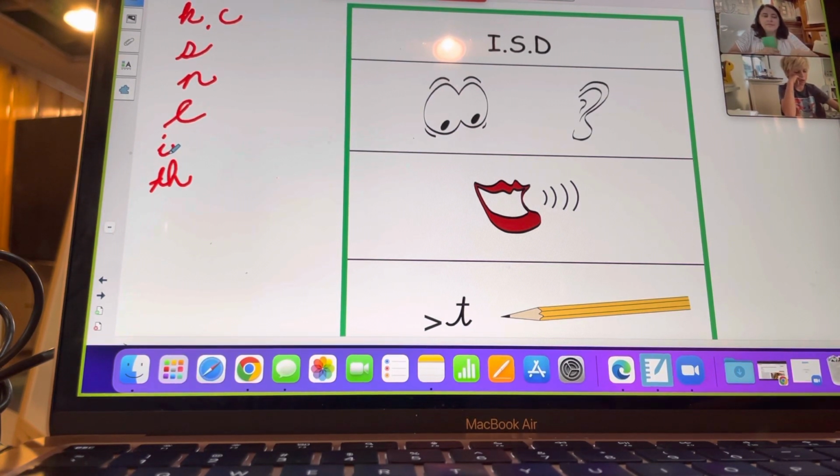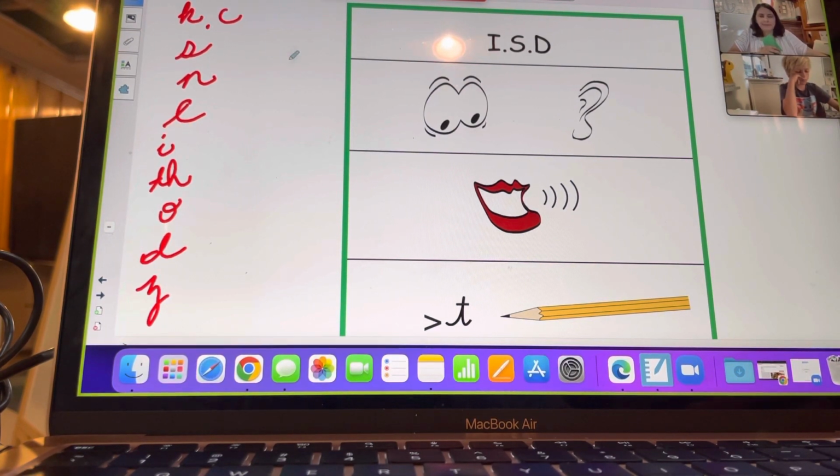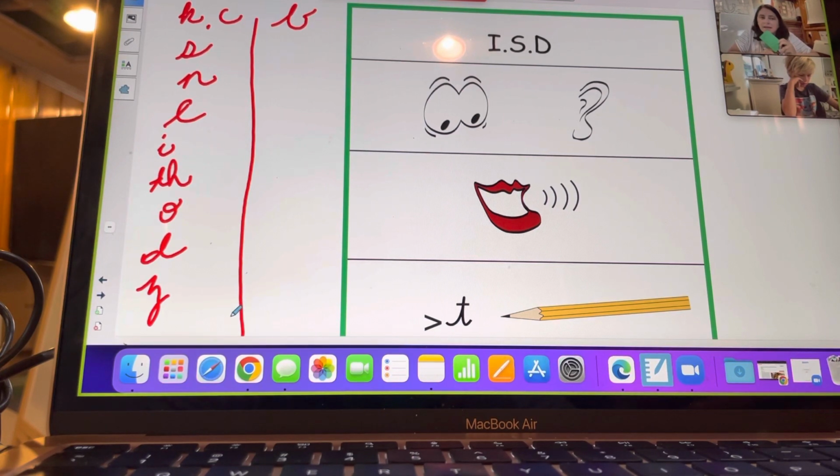Okay. D. Z. B. That one's a tricky one, huh? Echo TH? Don't forget to echo, because we want to associate the sound with what it looks like in your ears all together. We're trying to activate all of our senses. F. That's right.